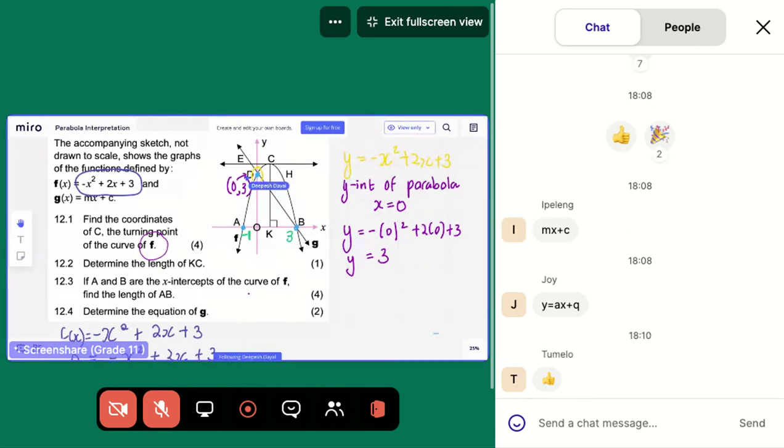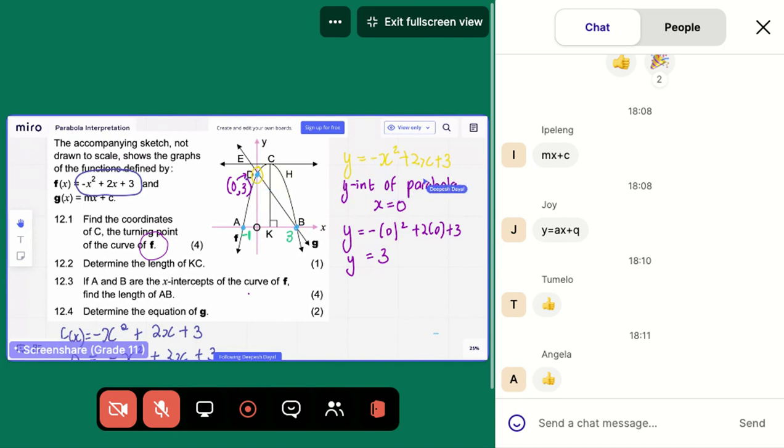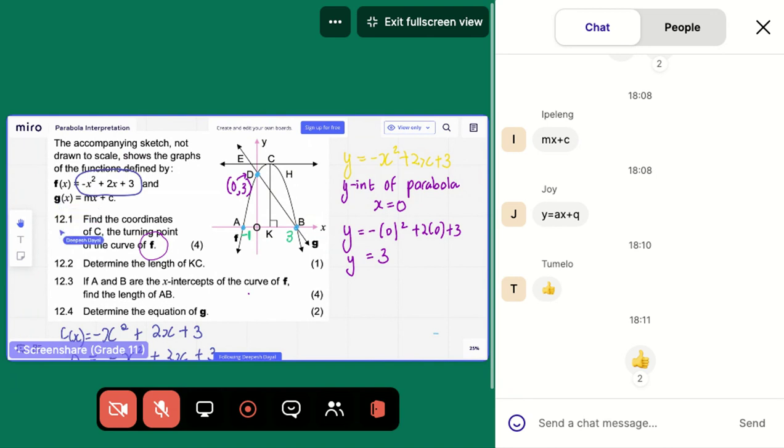Is that okay, everyone? Y-intercept of parabola? Okay. So we've got the straight line with 2 points. We've got the y-intercept and an x-intercept there. Now we need to find the gradient of the straight line. To find the gradient, we're going to use again the y2 minus y1 over the x2 minus x1 method, which we had done earlier. I've got 2 points there, and this point is 3 and 0.